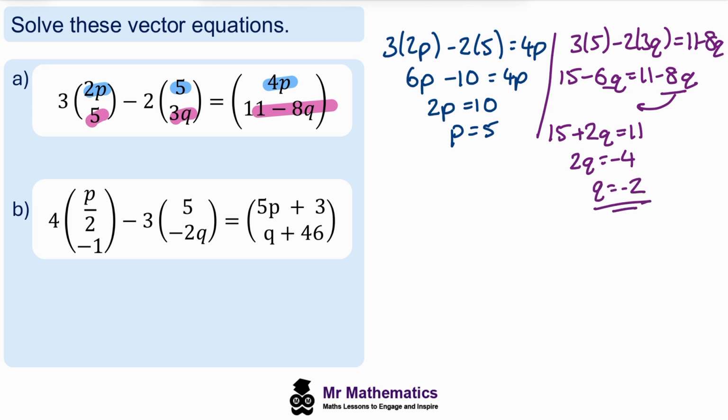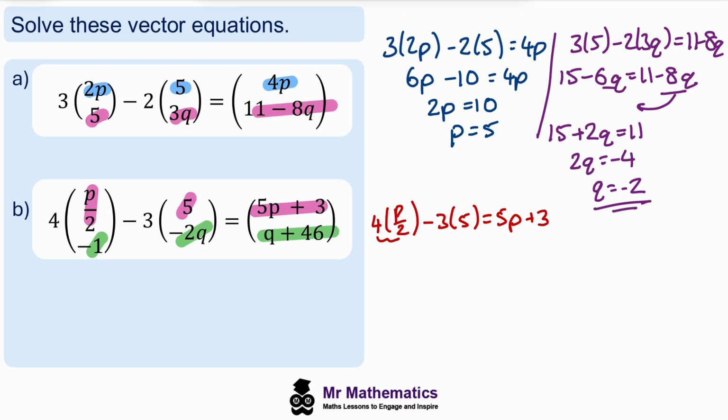Okay? So you can see that the equations are getting a little bit more complicated, but the idea remains the same. Do you want to try question B? Okay, so we've got the horizontal and the vertical components. So from the horizontal, we've got 4 lots of p over 2 minus 3 lots of 5 will equal 5p plus 3.